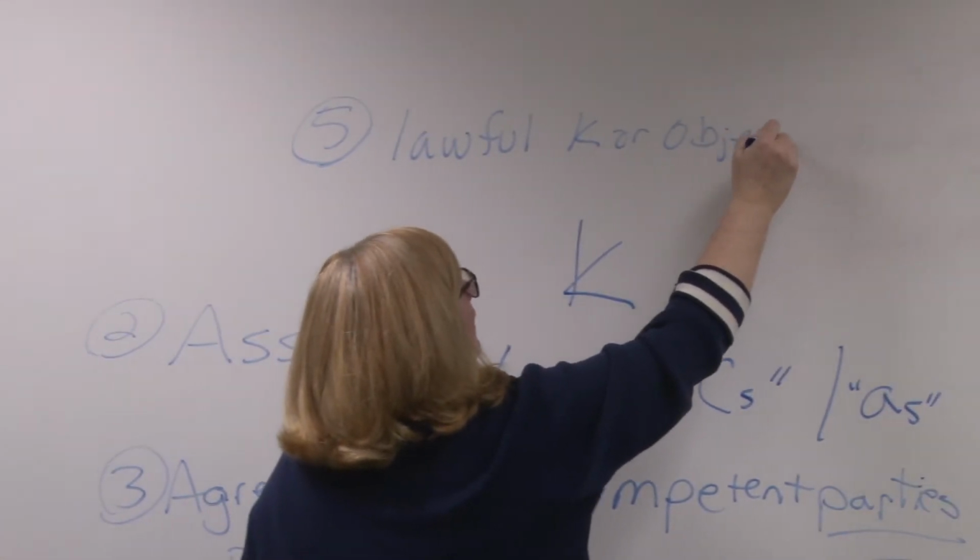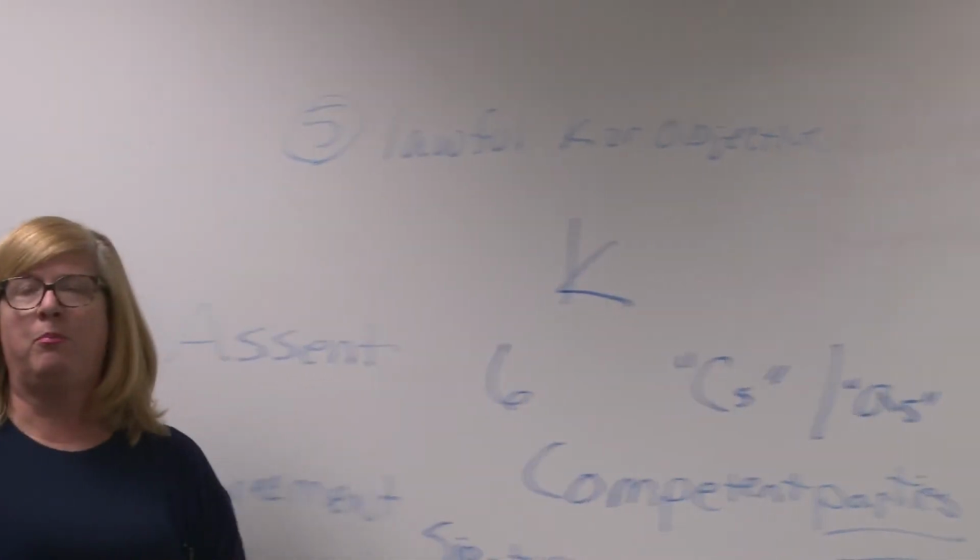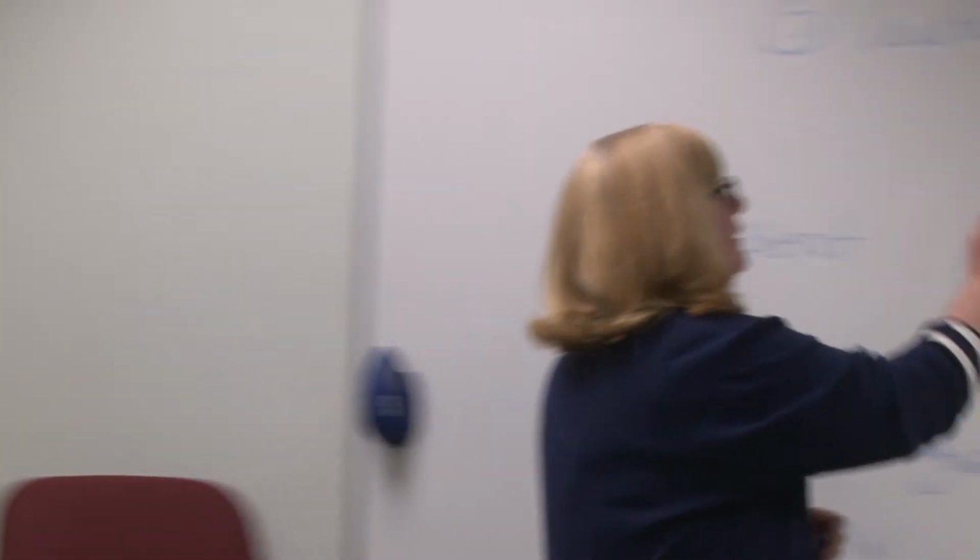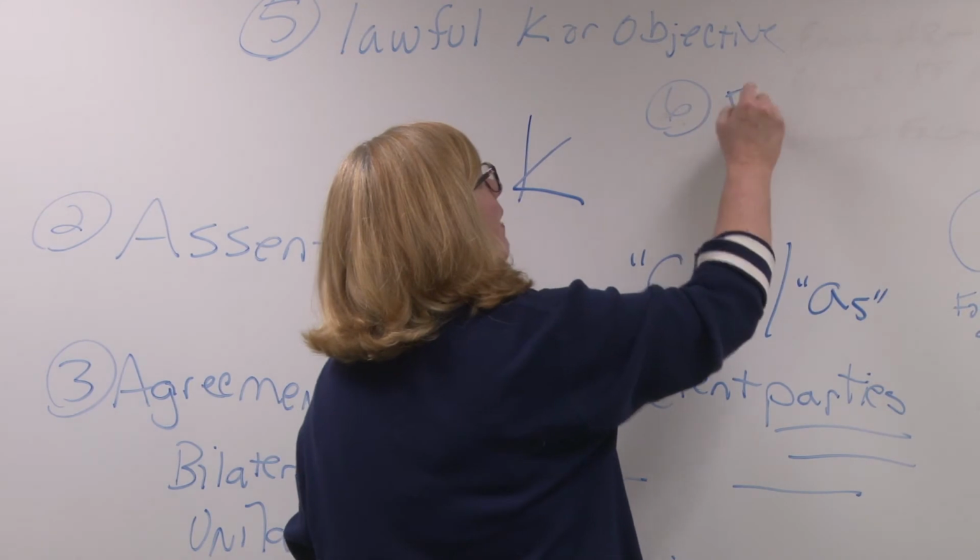What does that mean? You cannot write up a contract for prostitution. You cannot write up a contract that is valid for gambling in certain parts of the United States. You cannot write a contract to get someone to murder your spouse. These things are not valid and lawful contract objectives. The last element is in a form required by law. What does that mean?